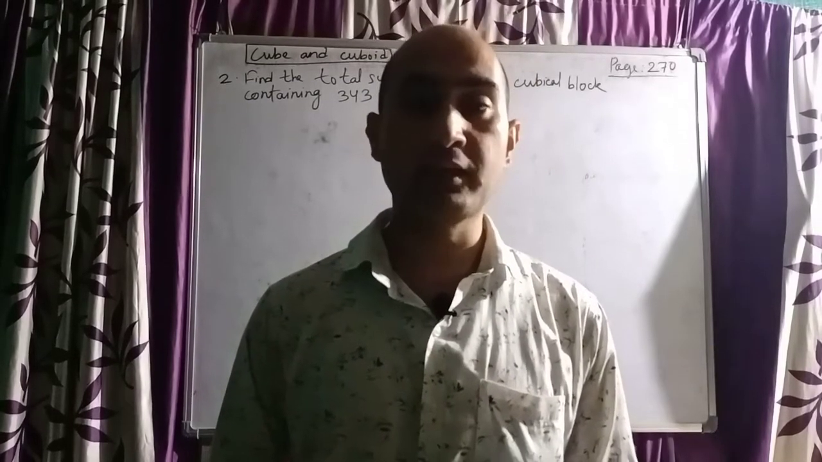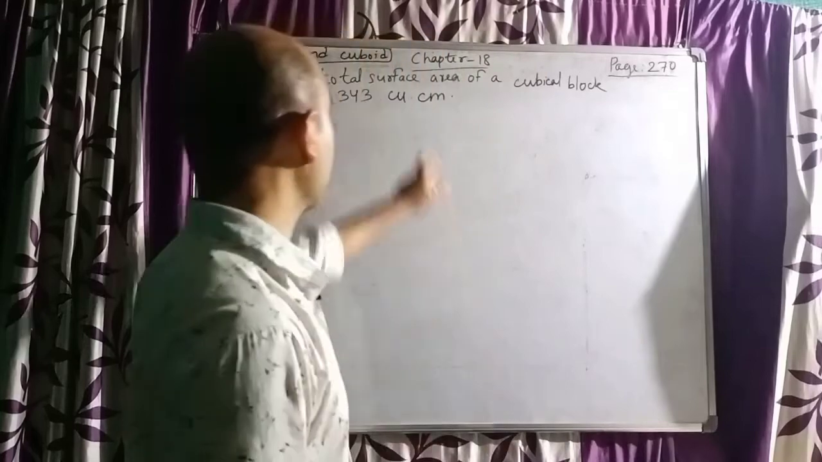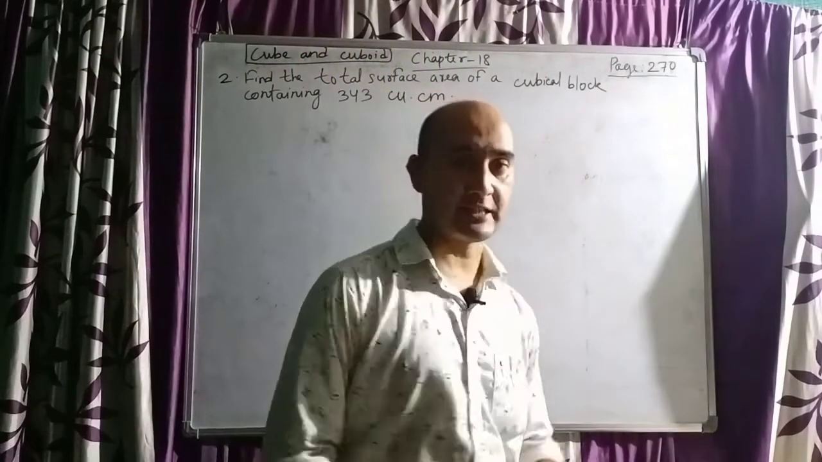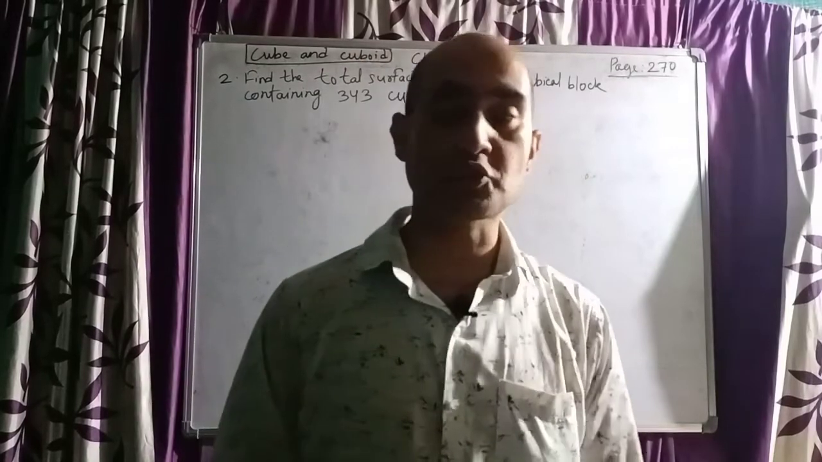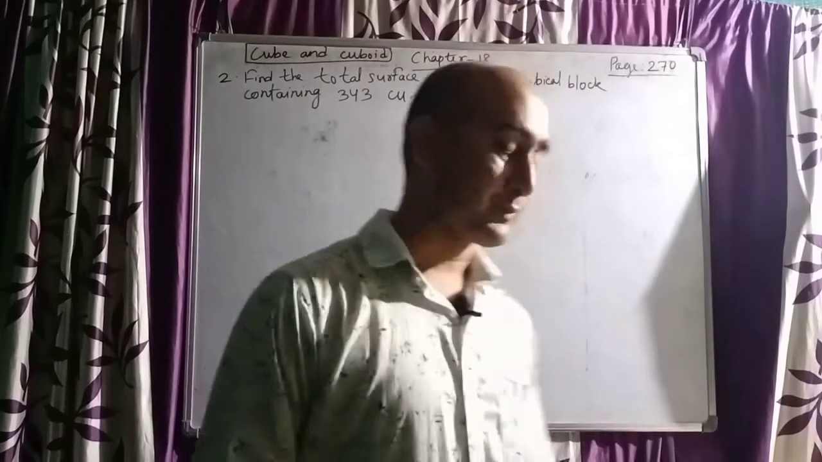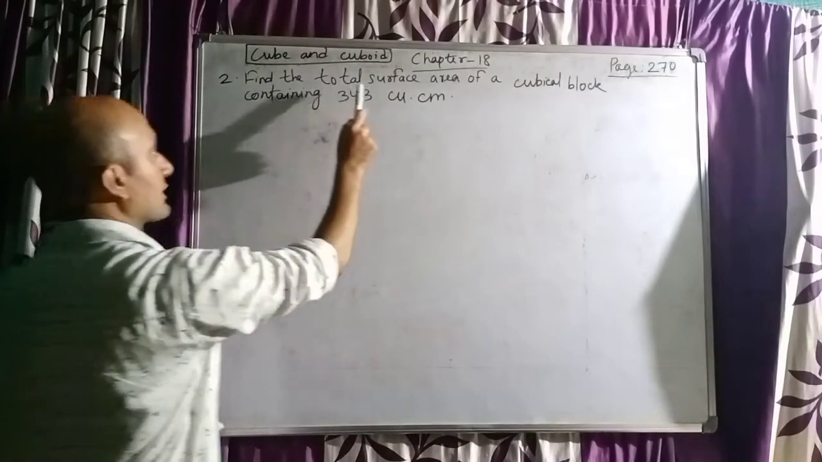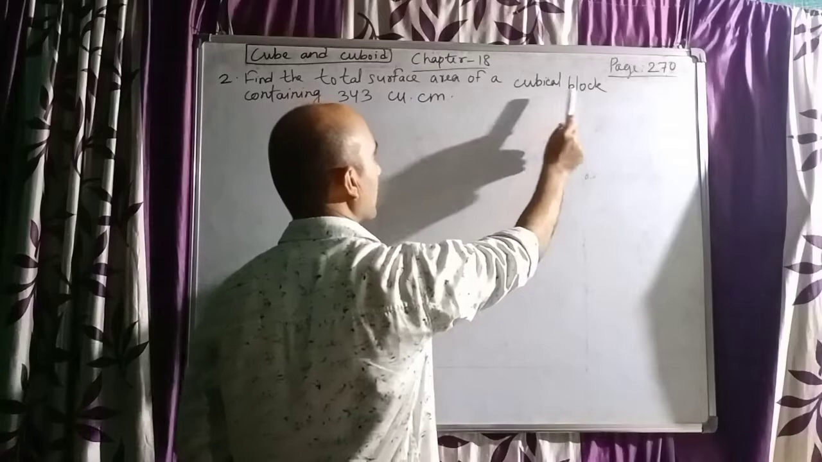So we have been learning chapter 18, cube and cuboid. It's page number 270. So let's discuss question number 2 today. I have a question here. Find the total surface area of a cubical block.